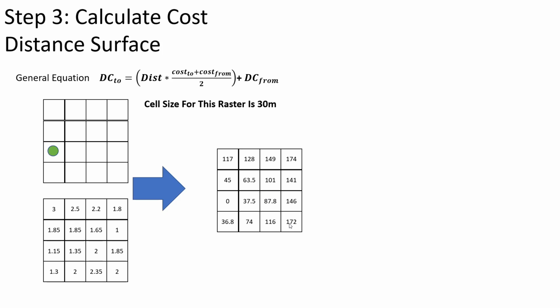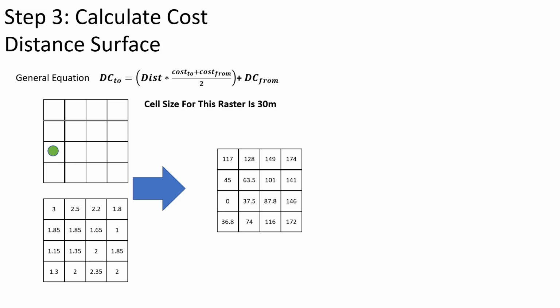Okay? So again, each cell value here represents the total cumulative cost to get from the origin, from the start point we defined, along some combination of cells to this cell in the most efficient way possible. Okay? So we have our cost distance surface calculated.